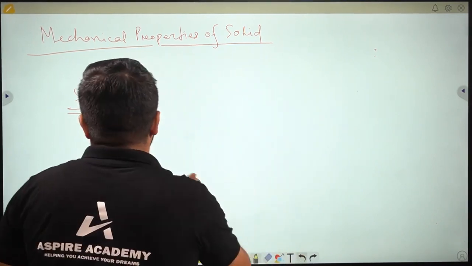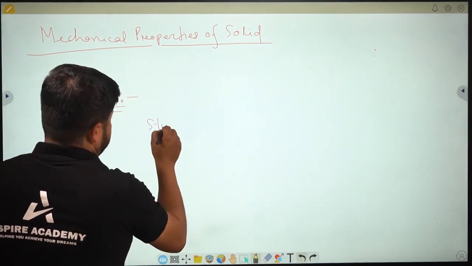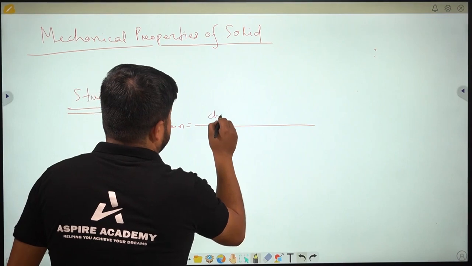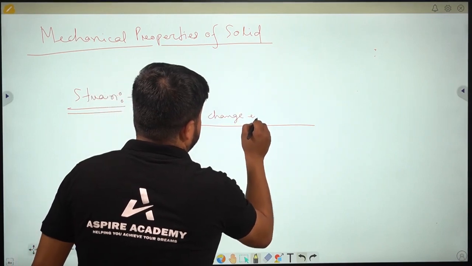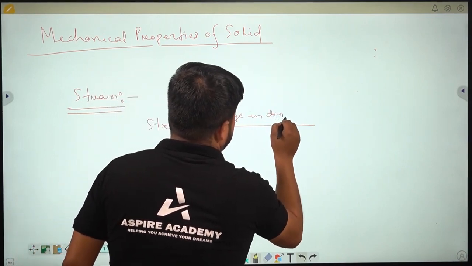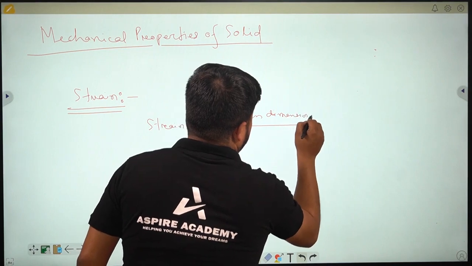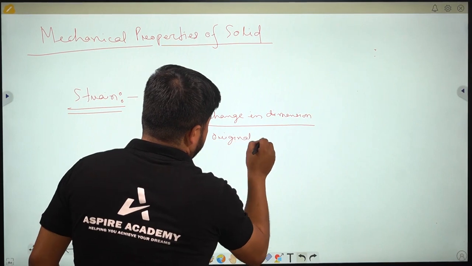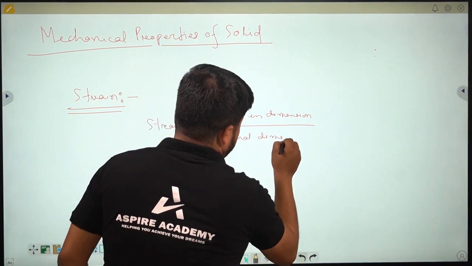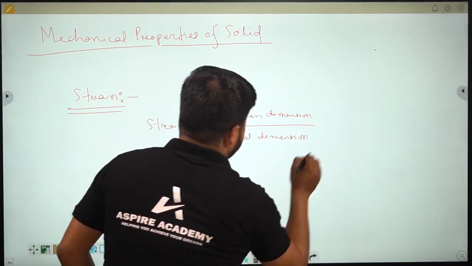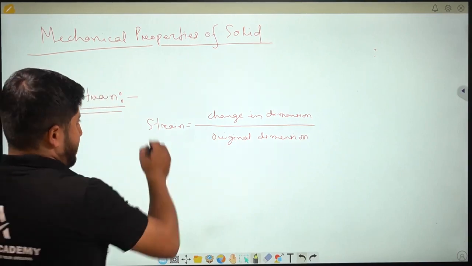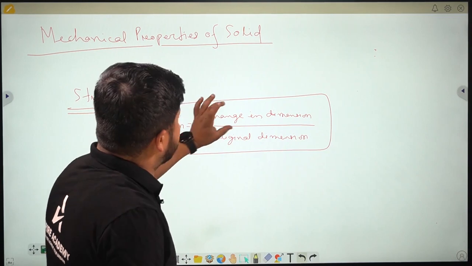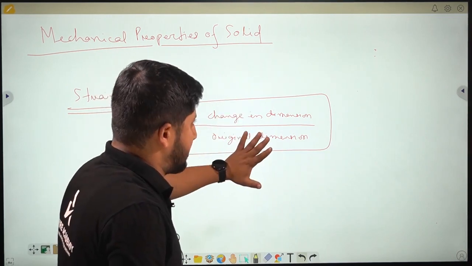So now, strain we can define as change in dimension to the original dimension. This is the main formula in every aspect. So strain is equal to what? Change in dimension to the original dimension.